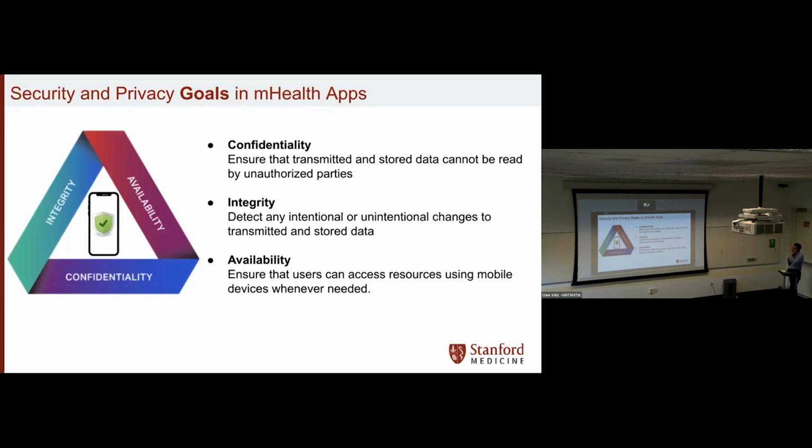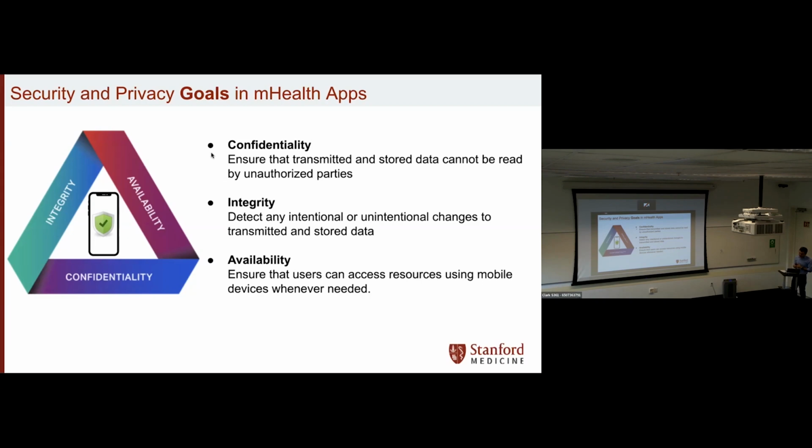So now, what are the security and privacy goals in mHealth applications? We can talk about the CIA triad as the fundamental of any security system, including mHealth applications. So we have confidentiality. Confidentiality means that the data should not be accessed by any unauthorized party. So it's all about read access. And integrity on the other side is about changing data. So data should not be changed or modified during data transit or data at rest.